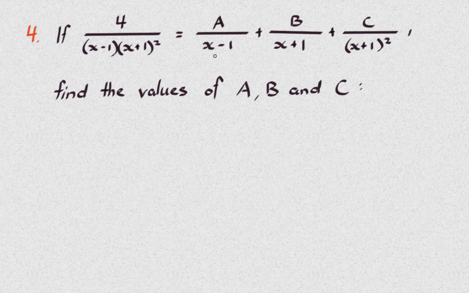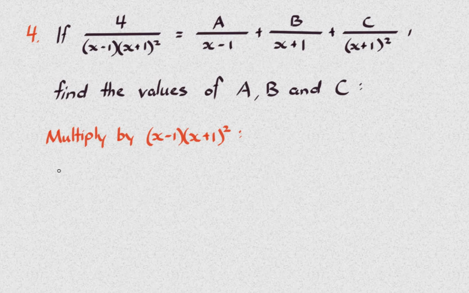What we actually need to do is set it up the same as before to start with, but then our third fraction is actually over x plus 1 all squared. So now that we've got our full example, let's go ahead and solve it. And so the first thing we're going to do is multiply both sides by this denominator, x minus 1 times x plus 1 all squared.